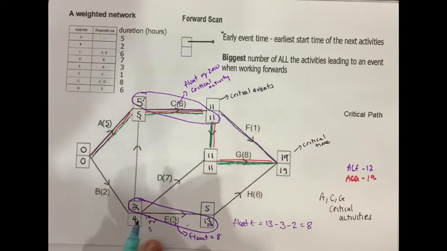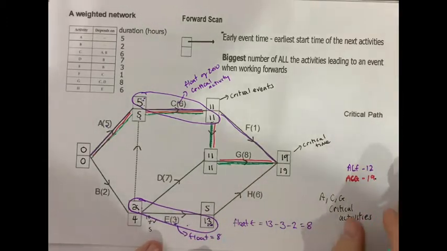The float is the spare time in an event. So because this goes from day 2 to day 13, 11 days, only takes 3, you've got 8 days to play around with, that's called your float.